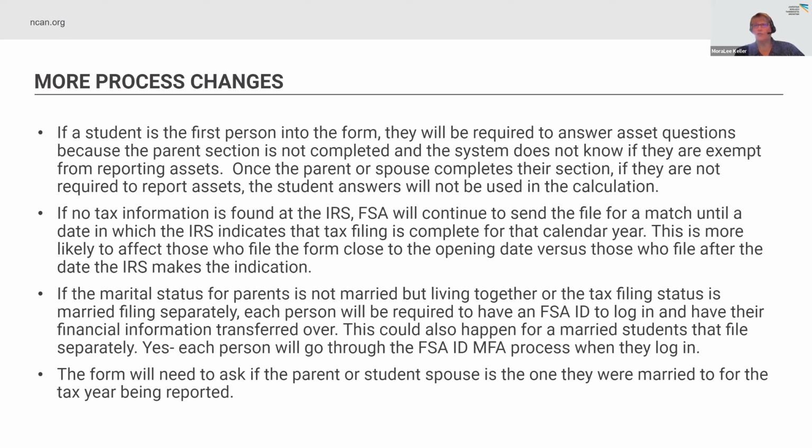If we have a situation where a parent files and the indication comes over that there was no tax return found at the IRS, for the first few months, probably like December, January, etc., Federal Student Aid will continue to send the file over to the IRS just to make sure that somebody was not a really, really late tax filer. So that will happen always for the first couple months that the cycle opens, and then that process will stop.